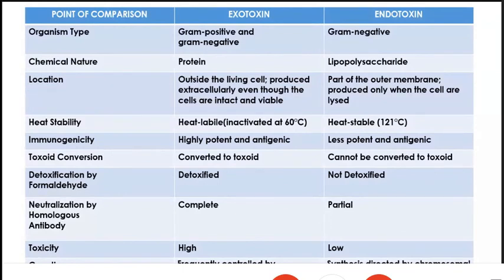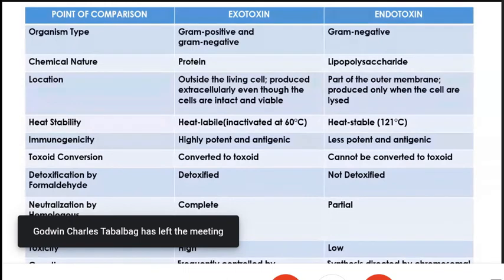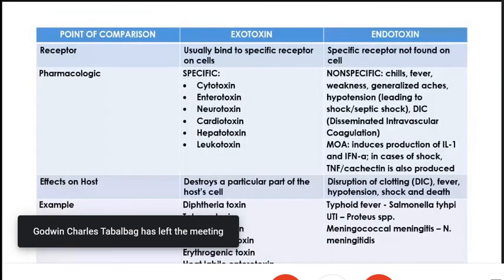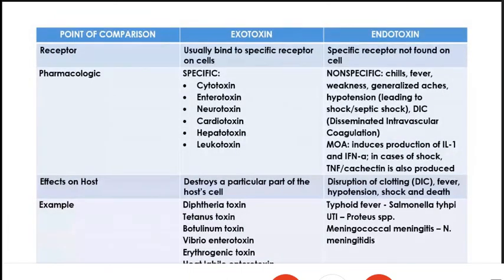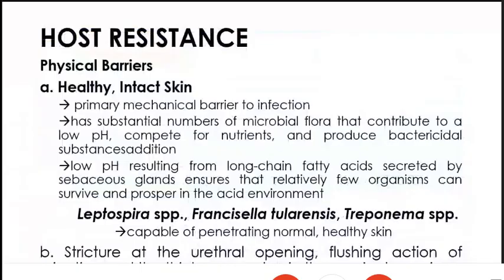Your exotoxin is highly potent and antigenic. Your endotoxin is less potent and antigenic. And of course, and so on and so forth. You have there the toxicity. Mas toxic si exo, less toxic si endo. Okay, so more here, the comparison. And anyway, these are all in your, I guess these are all in your module.